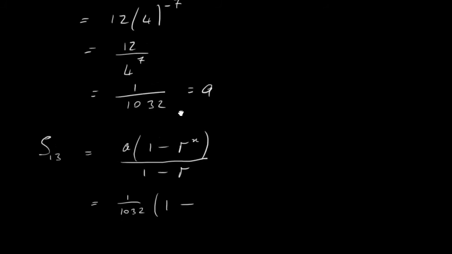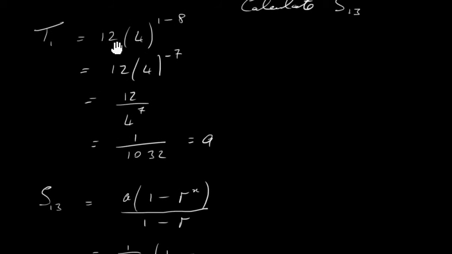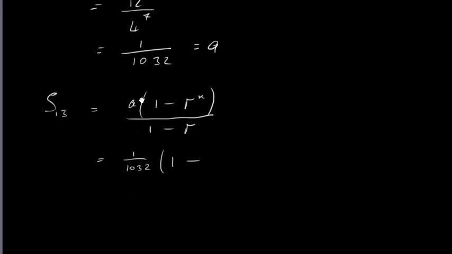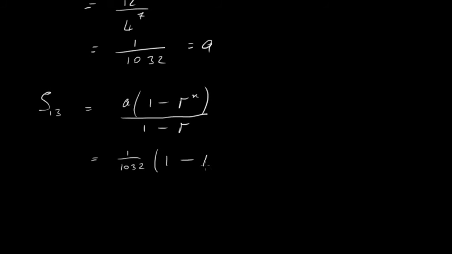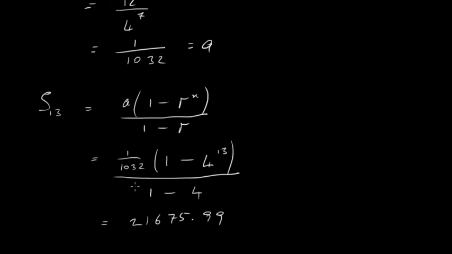Now if you look at our original formula here, this is the formula we're given. So our r here is actually 4. This is our r here, 4. So we just simply stick in 4 to the power of 13, all over 1 minus 4. So again, this is just a simple calculation that you can do on your calculator, and you actually get 21675.99. So when you add up the first 13 terms of this particular series, this is what you get here.